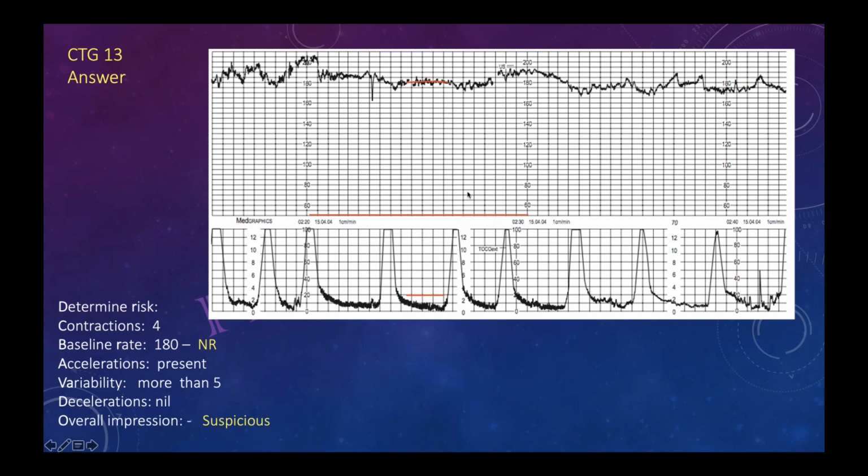Can we keep it as normal CTG? Because if the acceleration is present, we term it as normal CTG. But we will not put it as normal, because the baseline heart rate is high.